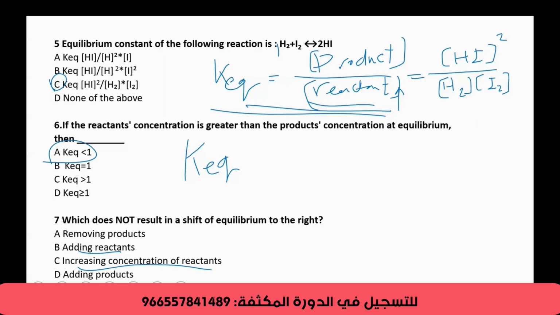When I add product, I will force it to shift to the left, right? When I remove the product, it will shift to the right. So the only condition is adding product. When I add the product, it will shift my reaction to the left. Am I clear? Number 7? Yes. Adding product will force my reaction to shift to the left. But if I remove, let's say A plus B equals C, if I remove the product, the stress will be here, right? So it will shift the reaction to the right.